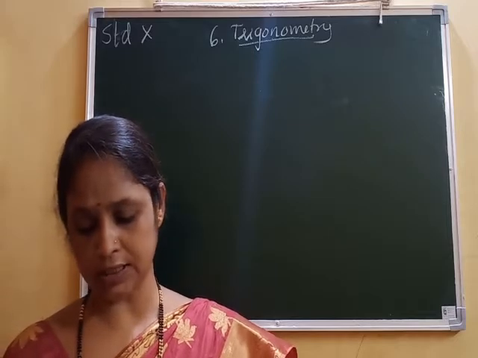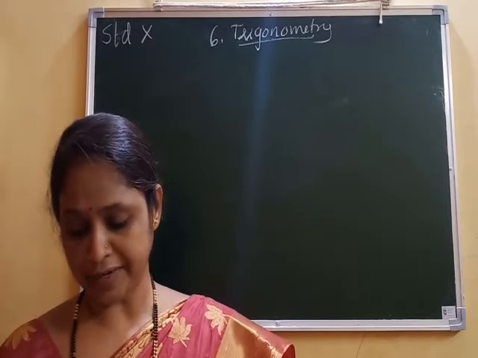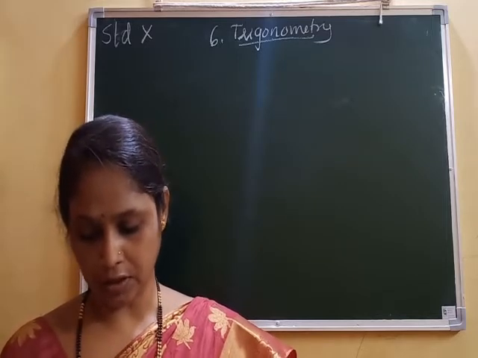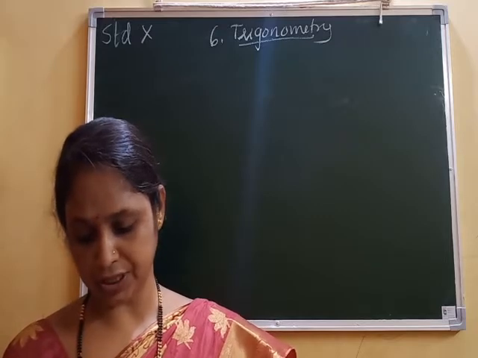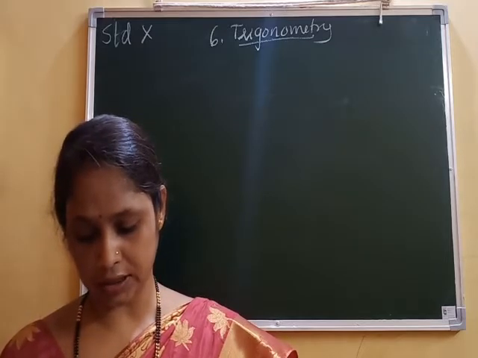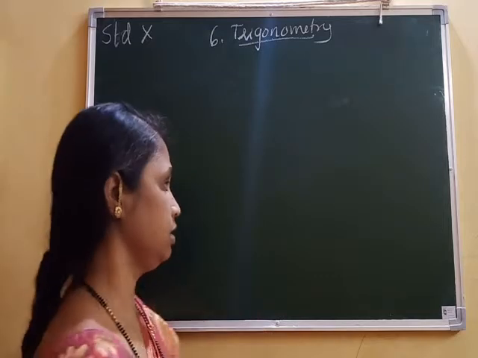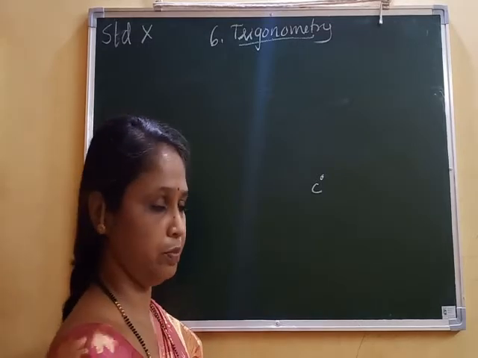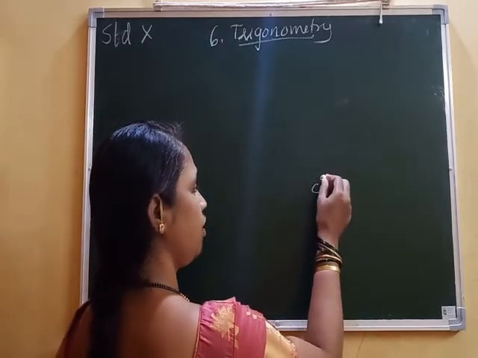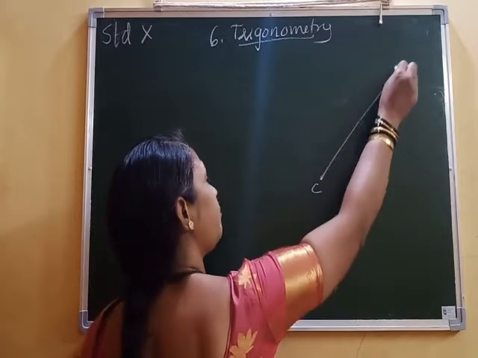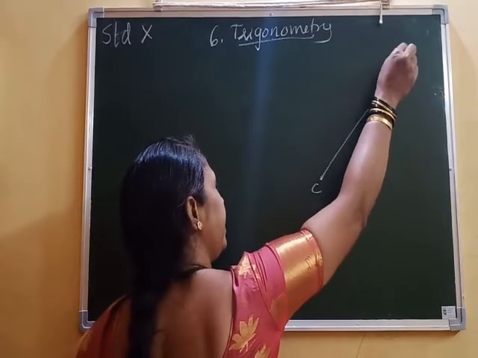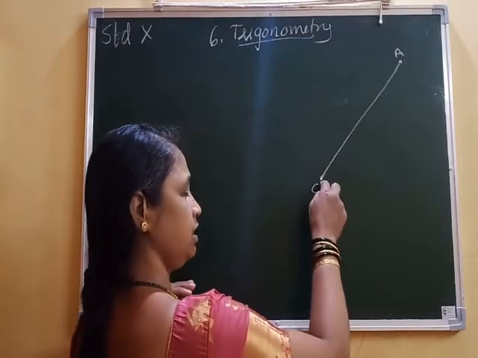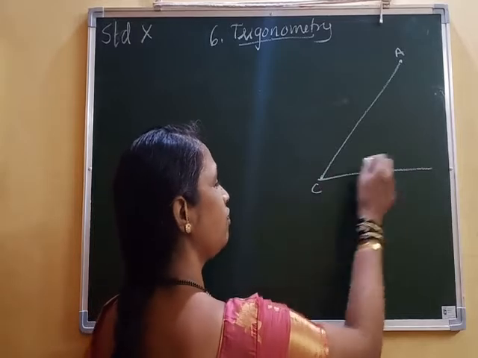An observer is at a distance of 10 meter from a tree. He looks at the top of the tree. The angle of elevation is 60 degree. What is the height of the tree? Now see here, suppose this C is the observer. He is seeing the top of the tree, which means here A is the top of the tree. He observes here and makes an angle of 60 degree.